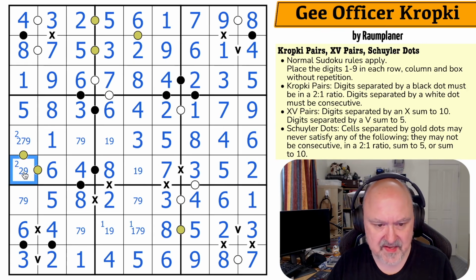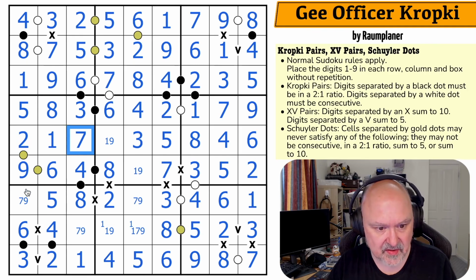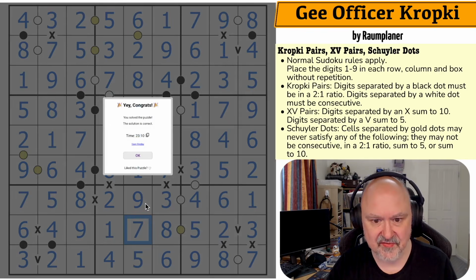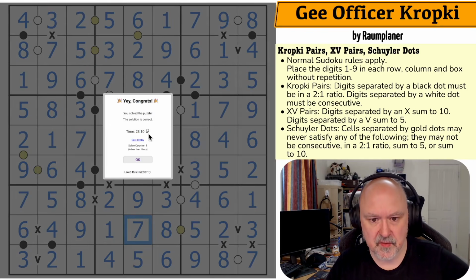The 2 looks back saying that's the 9, so that's the 2, making that the 7. The 9 makes that the 7 and that the 9, which makes that the 1, which makes that the 9, that the 1, which means this is not the 1, this is the 7-9 pair, and I'll use that 7 to make that the 9, and that the 7, and that's the correct solution to the puzzle. 23 minutes and 10 seconds.